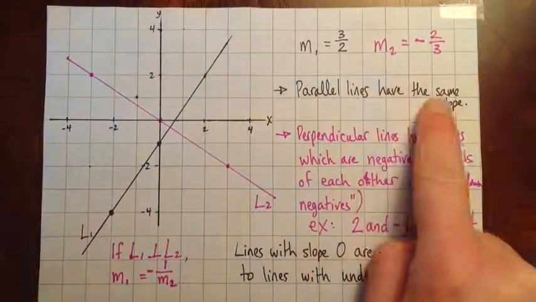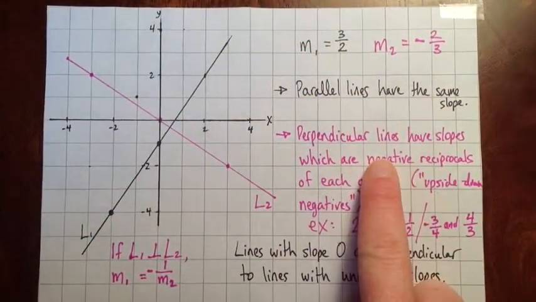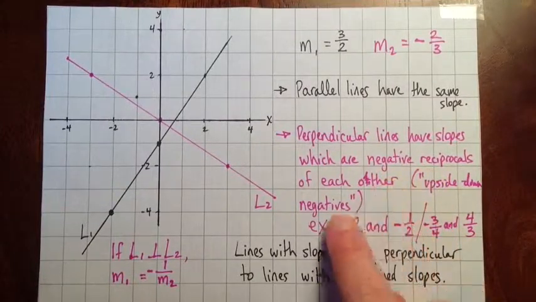So, takeaway. Parallel lines have the same slopes. Perpendicular lines have slopes which are negative reciprocals of each other.